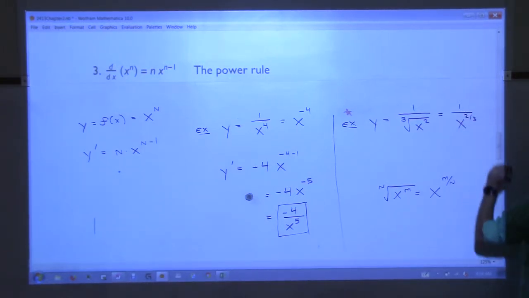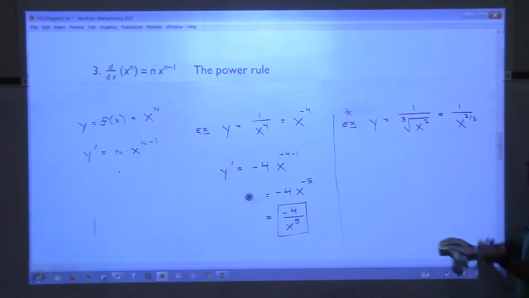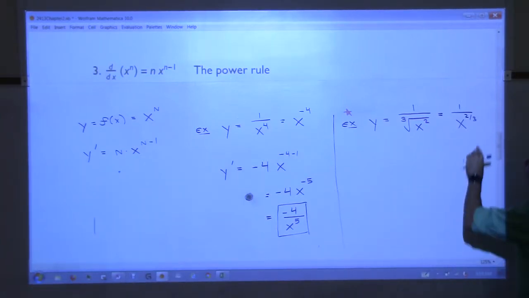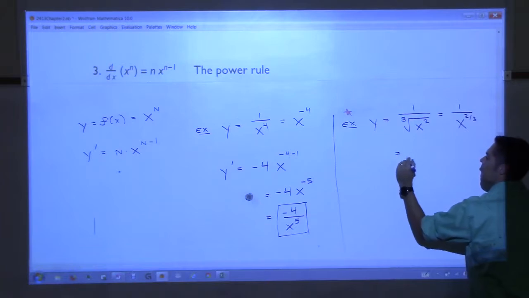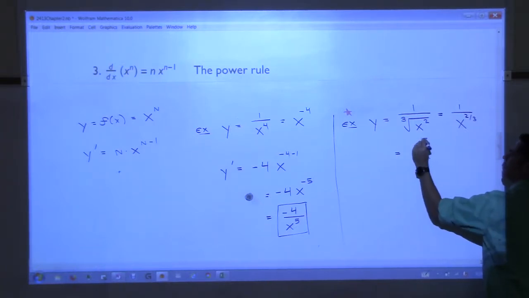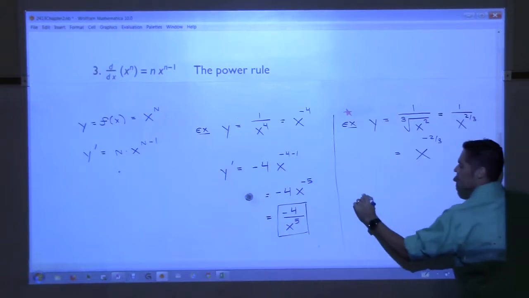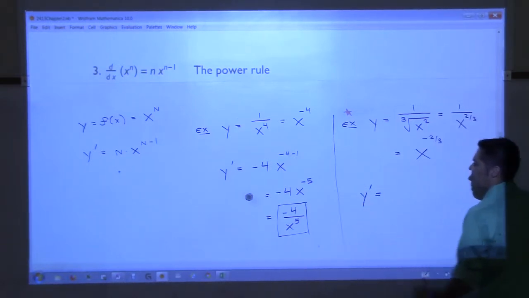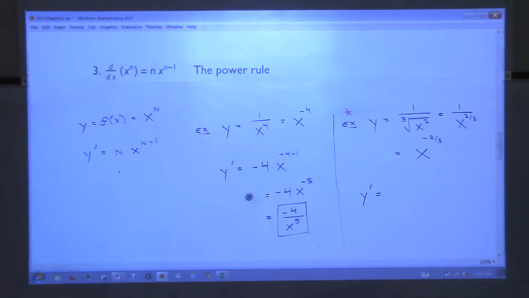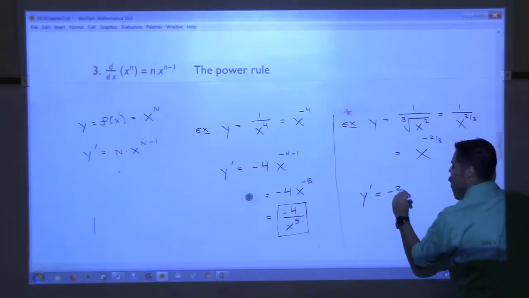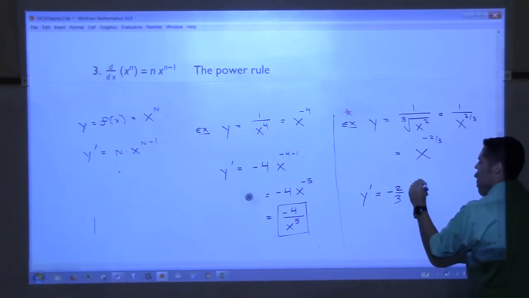And now it's still not x to a power. It's 1 over x to a power. So how can I rewrite this? X to the negative 2/3. Okay, now I'm ready for the derivative. So my negative 2/3 is going to drop out in front. X to the negative 2/3, and then I'm going to subtract 1.